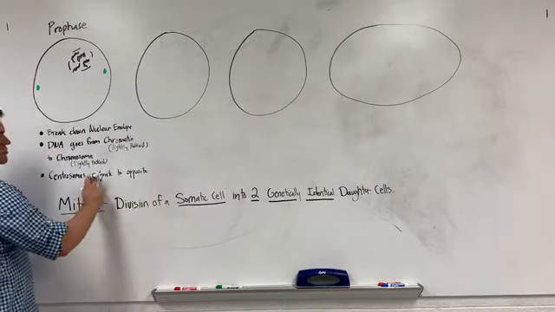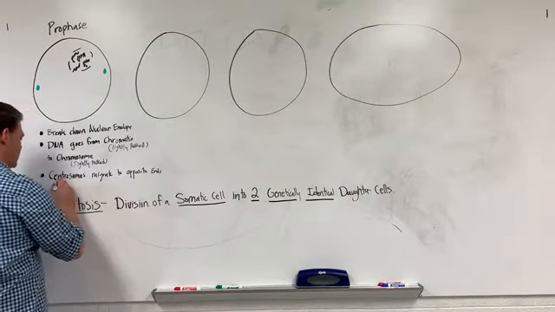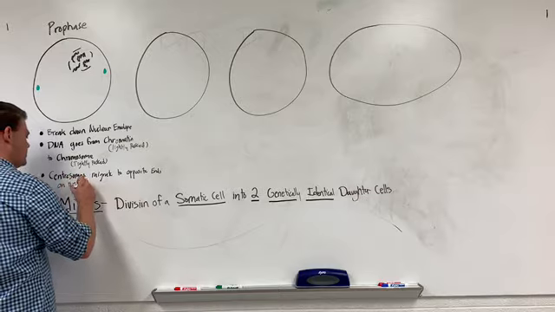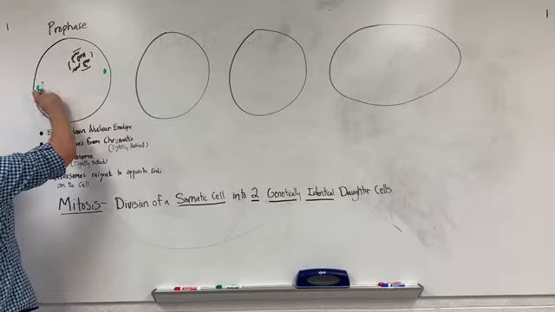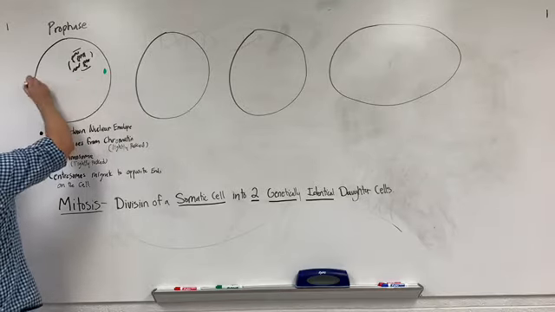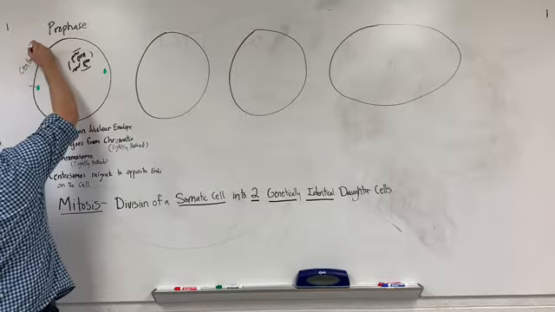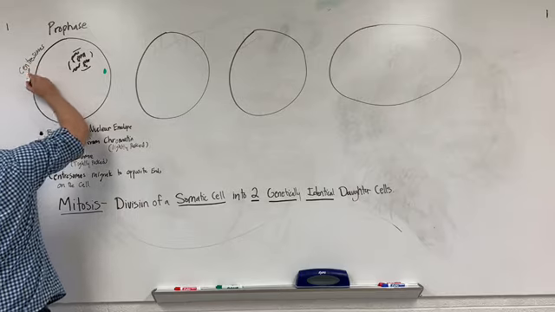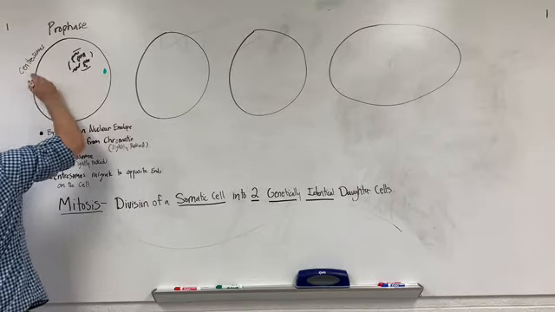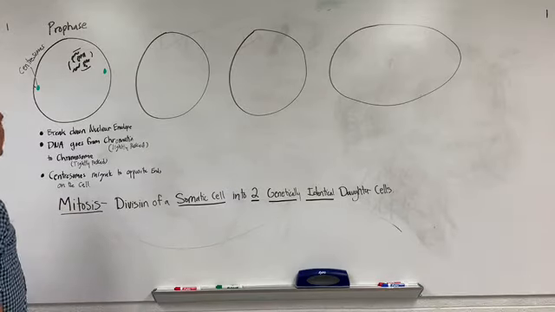So our centrosomes migrate to opposite ends of the cell. They originally were up here, so you're going to have one here and here. So these are our centrosomes. All right, so that's prophase. So those three things happen.